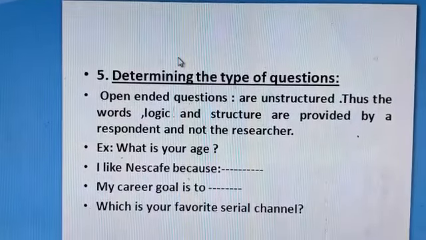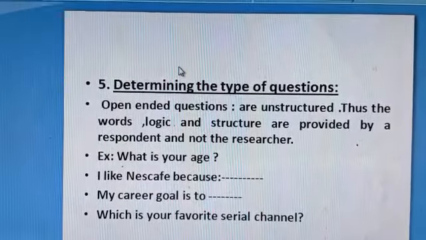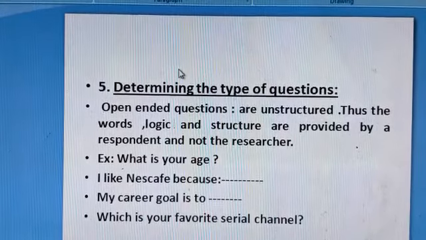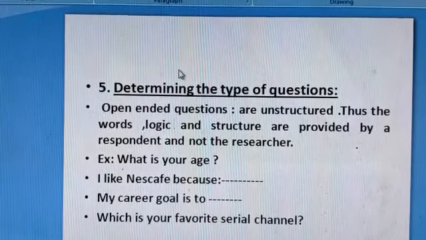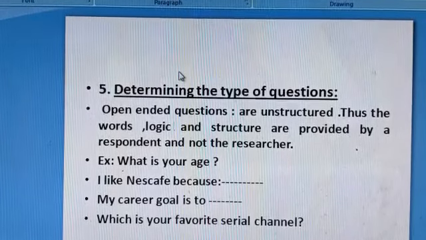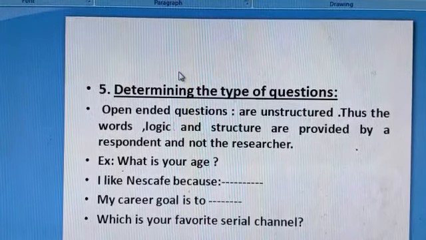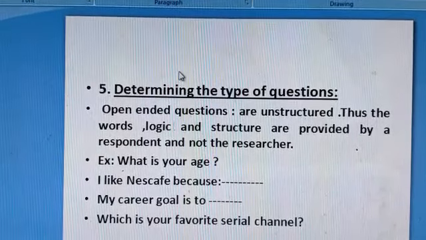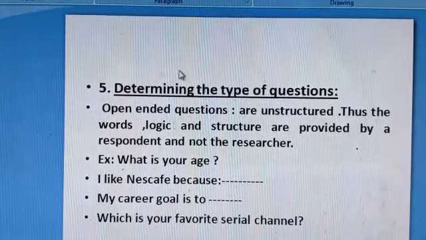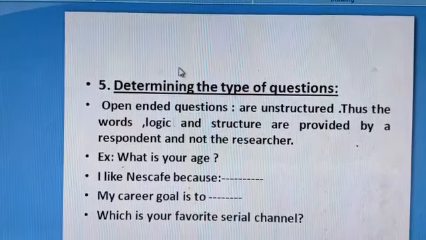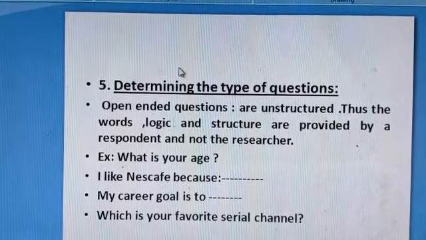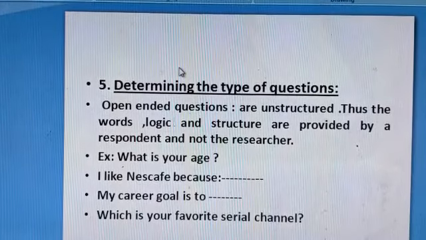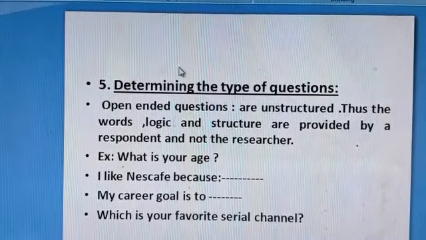Fifth, you have to think about the type of questions. Here we can have open-ended questions and close-ended questions. Normally open-ended questions are highly unstructured. The words, logic and structure are provided by the respondent and not by the researcher. For example, if I ask what is your age, or about a brand like Nescafe, different words, logic and structure will be given by the respondent, which is not specified by the researcher.